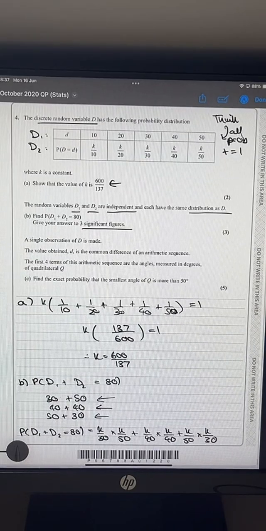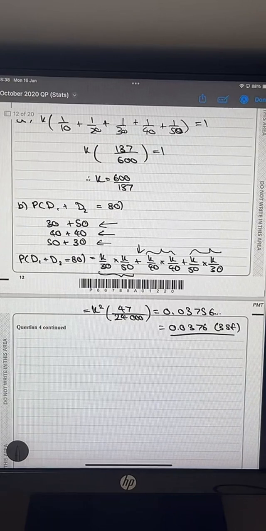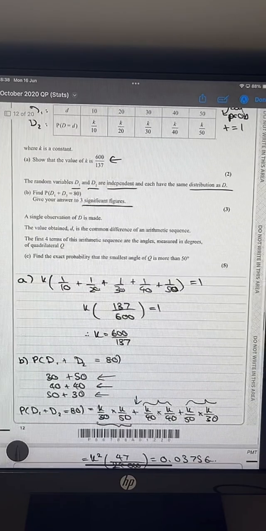Then you just have to take the probability of these happening and add them together. So if I have 30 from here and 50 from D2, you have to multiply them, right? Because it's an 'and', so you multiply, like here. And then you add that with the other combinations. Then if you just multiply that out, expand it, and multiply by k squared, you get this as your answer. So that is how you do that.